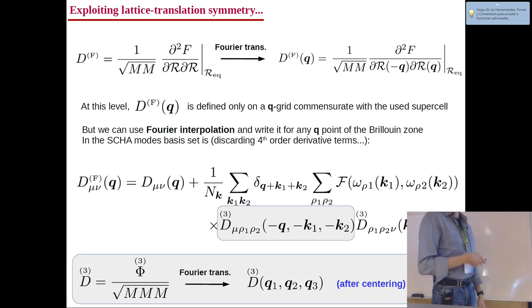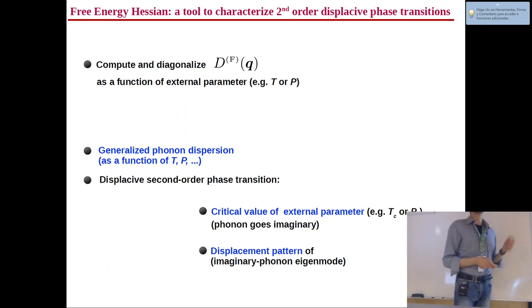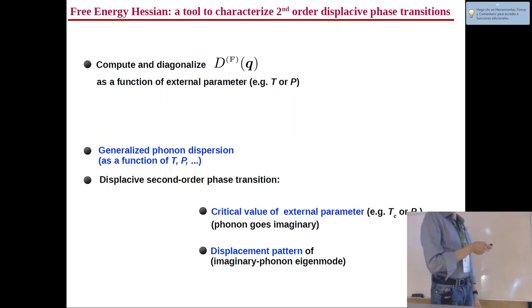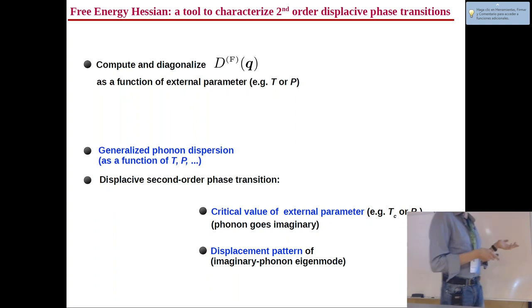So by using this expression, we start from this object defined on a coarse grid of the Brillouin zone, which is commensurate with the supercell, but now we have this for Q belonging to any point of the Brillouin zone. In this way, we can plot the phonon dispersion along a path, because otherwise we couldn't do that. Now we can plot a generalized phonon dispersion as a function of temperature and pressure, and so characterize a second order phase transition by looking at the temperature or pressure and the point in the Brillouin zone where the dispersion becomes imaginary. Okay, I will show you some examples.